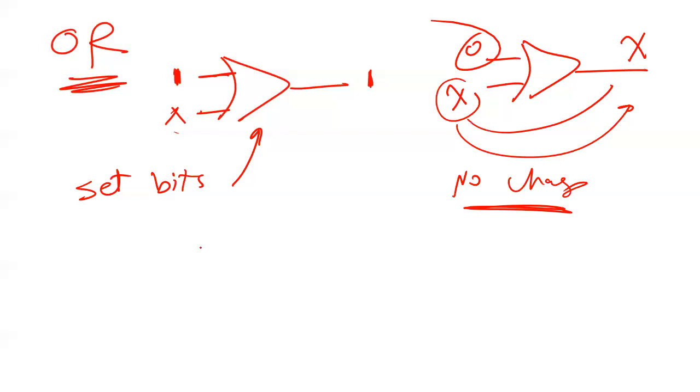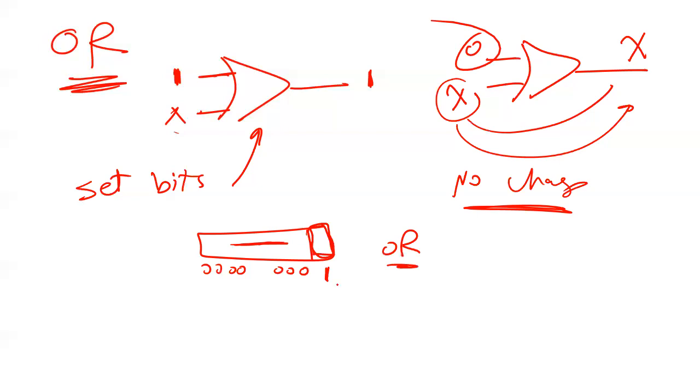So if you have a byte, and I want to set this bit, I have to put 1 here, and then I don't want to change the other bits, so I have to put 0s. And then I have to use the OR operation. If I do that, for sure I'm going to get 1 here, and no change here. So whatever is here is going to come here.